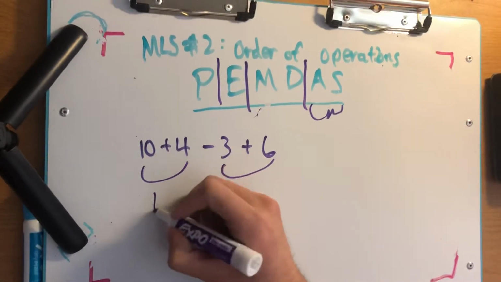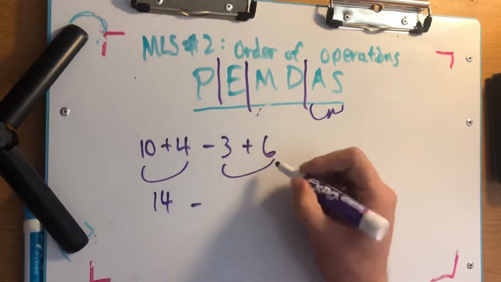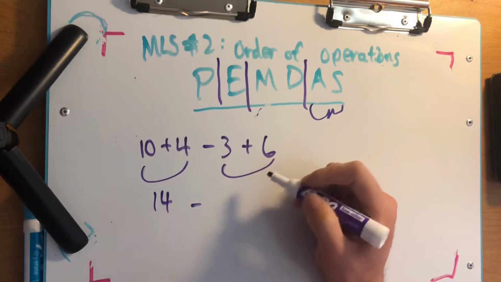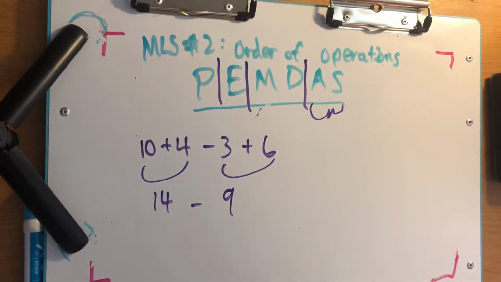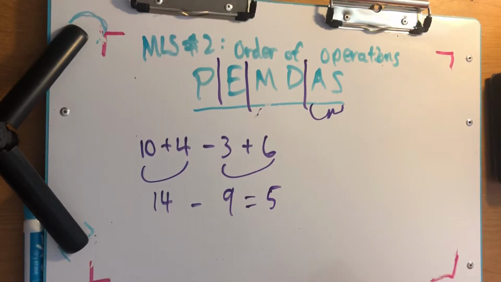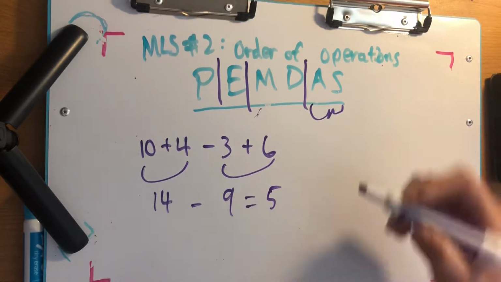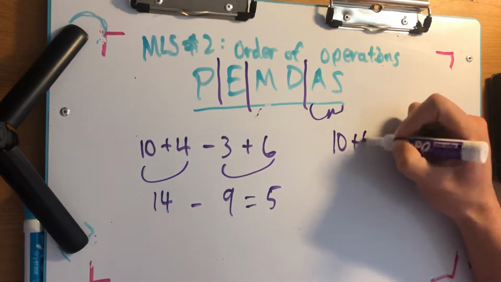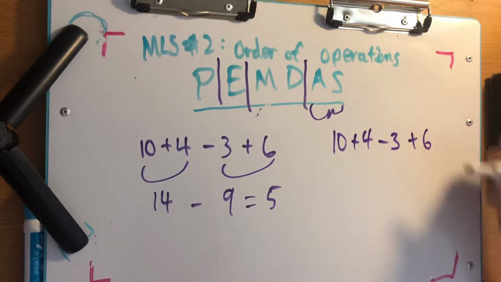So let's try that. We have 14 and we have a minus, and then 3 plus 6, that's a 9. And then our answer is 5. Boom, we're done. That's the right answer, right? Well, what if we did this? 10 plus 4 minus 3 plus 6.